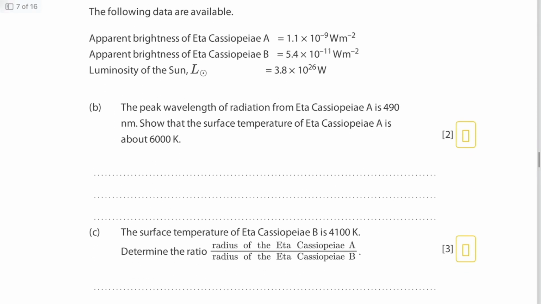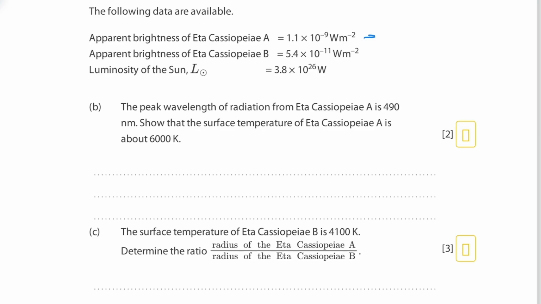We've got some data coming up. The following data are available, and we've got the apparent brightness of both stars. We've also got luminosity, and question B says the peak wavelength of radiation from Eta Cassiopeiae A is 490 nanometers. Show that the surface temperature of A is about 6,000 Kelvin. Okay, we're going to use Wien's law, which is lambda peak T is equal to 2.9 times 10 to the minus 3. You're going to use all the equations that we discovered in topic B2: apparent brightness, luminosity, and Wien's law.